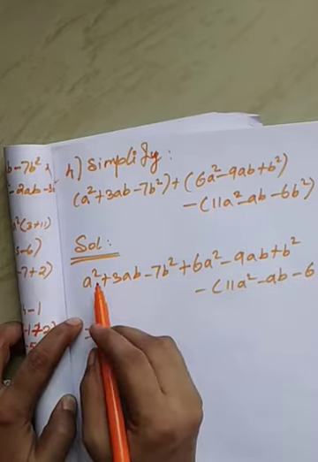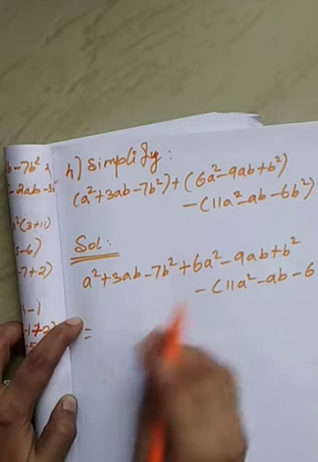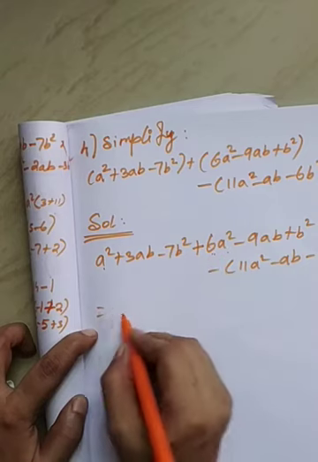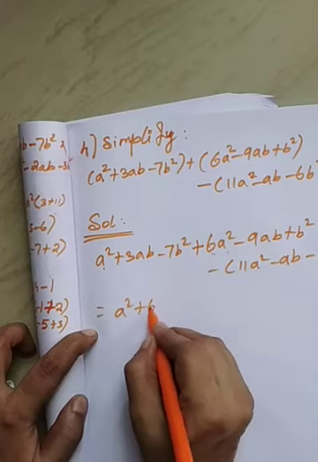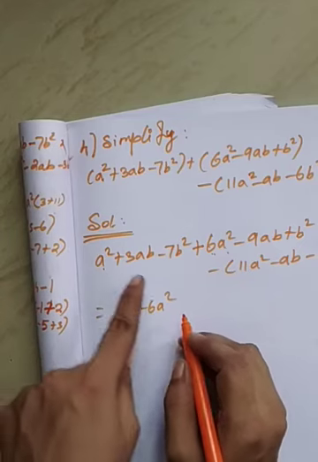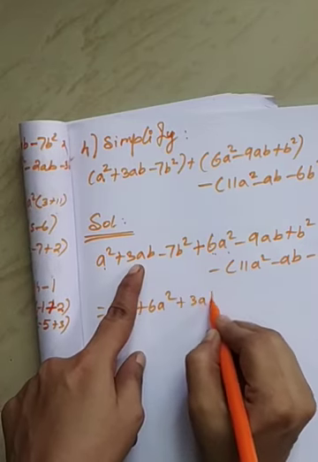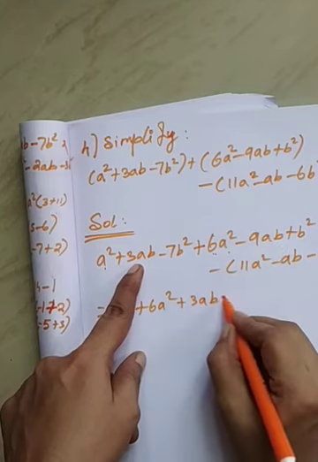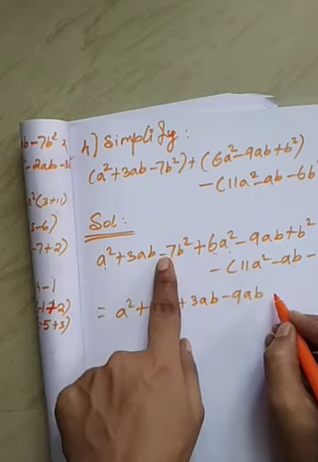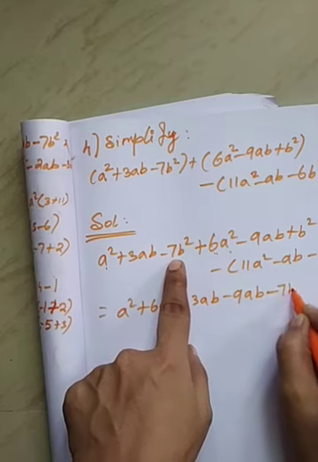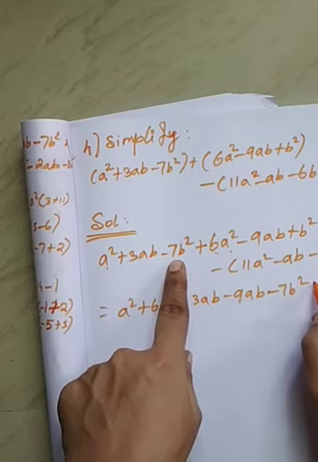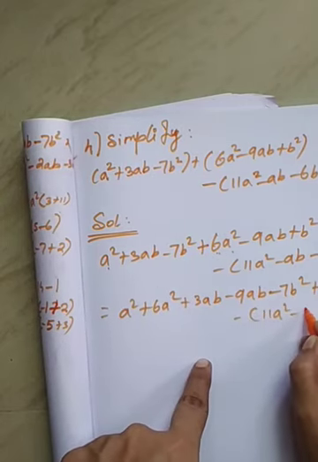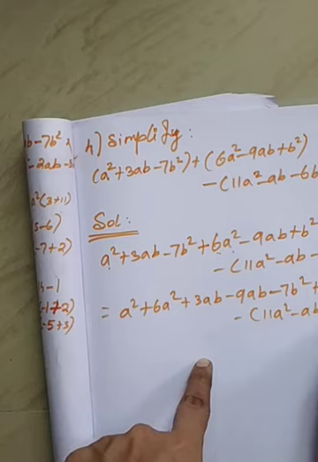See, first you have to arrange the terms. Okay, see here the a squared term in this one is 6a squared, so write the first a squared plus 6a squared. After that, see the second term is 3ab. Is any other ab term here? Yes, write this: minus 9ab. Next, minus 7b squared. Right, in this plus b squared. Write the third term, 11a squared minus ab minus 6b squared.